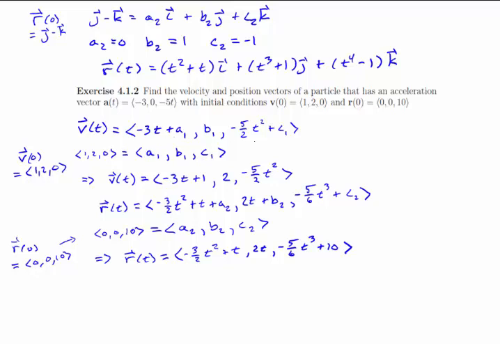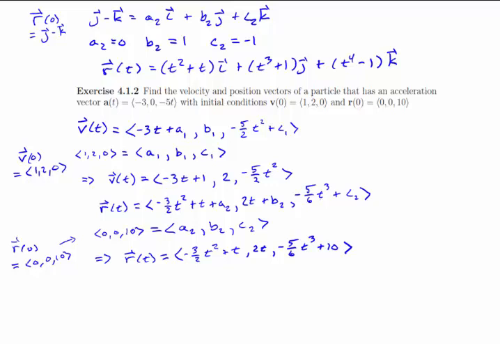Plugging those back into the generalized form, we get v of t equals -3t plus 1, comma 2, comma -5/2 t squared. We then take the antiderivative again to get our position vector function, and we get -3/2 t squared plus t plus a2, comma 2t plus b2, comma -5/6 t cubed plus c2.